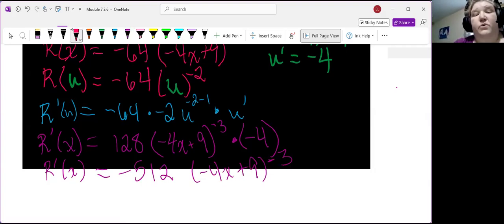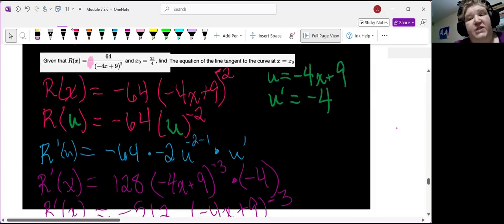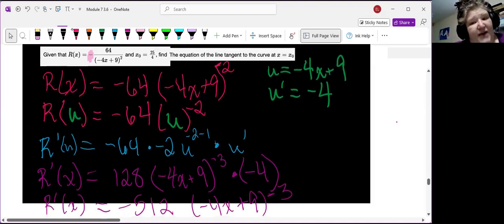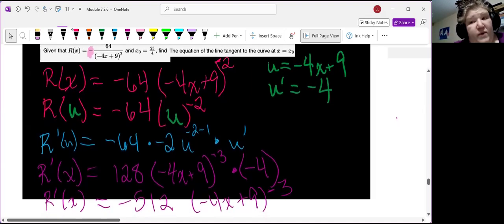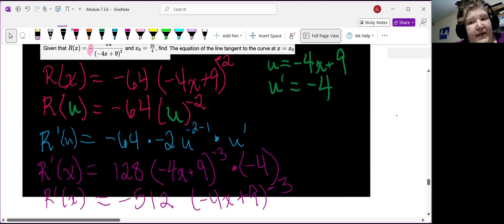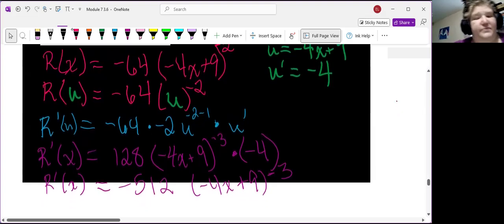But rewind, the question was equation of the tangent line. We were finding the derivative so we could find the slope at the given x value. So now that I have the derivative formula, I can take my x value, plug it into the derivative, and that is the slope of the tangent line.